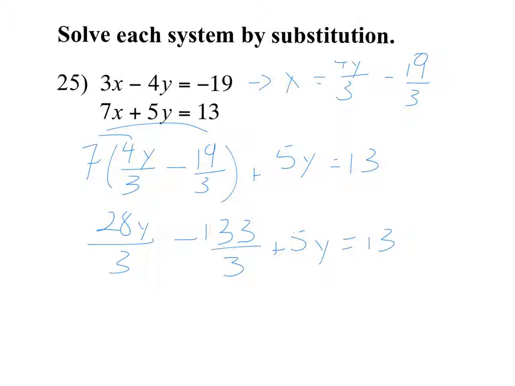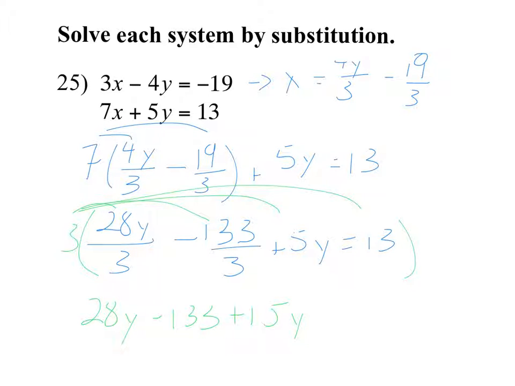I don't love these denominators. I'm going to multiply this whole equation by 3 to get rid of them. And we end up with 28y minus 133 plus 15y equals 39.